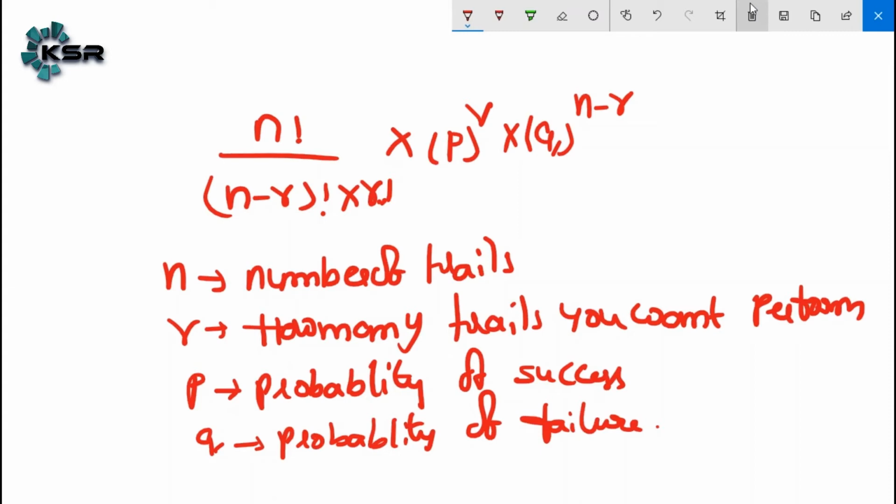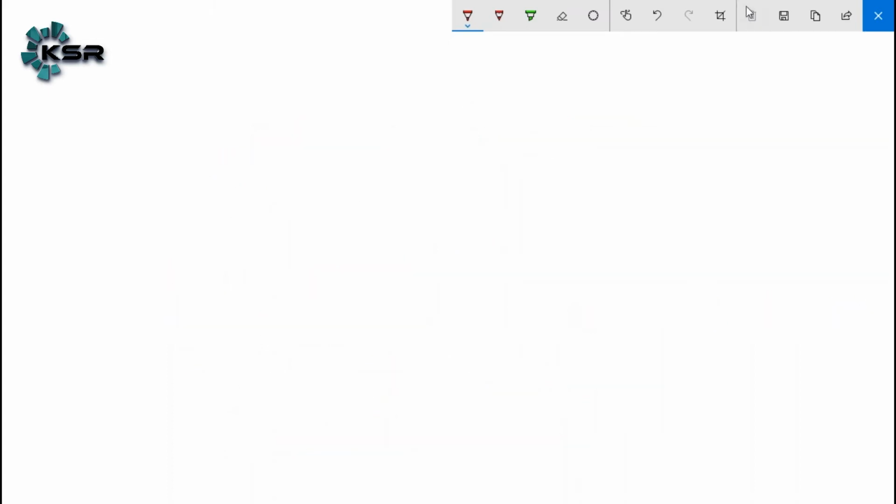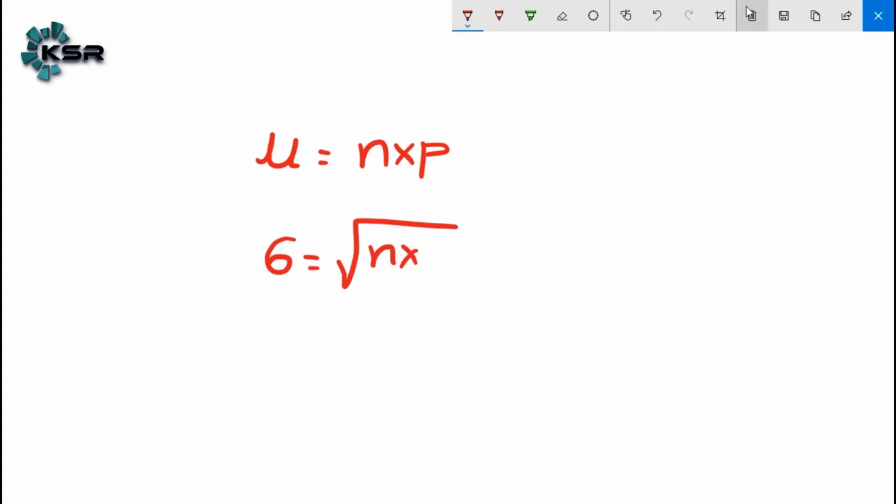This is the mathematical formula. In statistics, how do we perform this? If you want to find the mean, the statistical mean is nothing but mu. The formula is n into p. If you want to find the standard deviation, that is the square root of n into p into q.